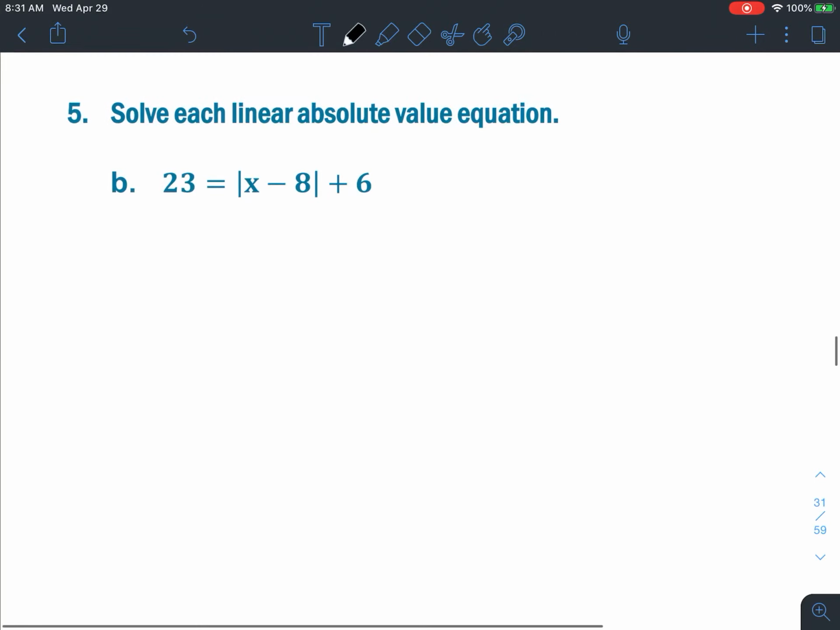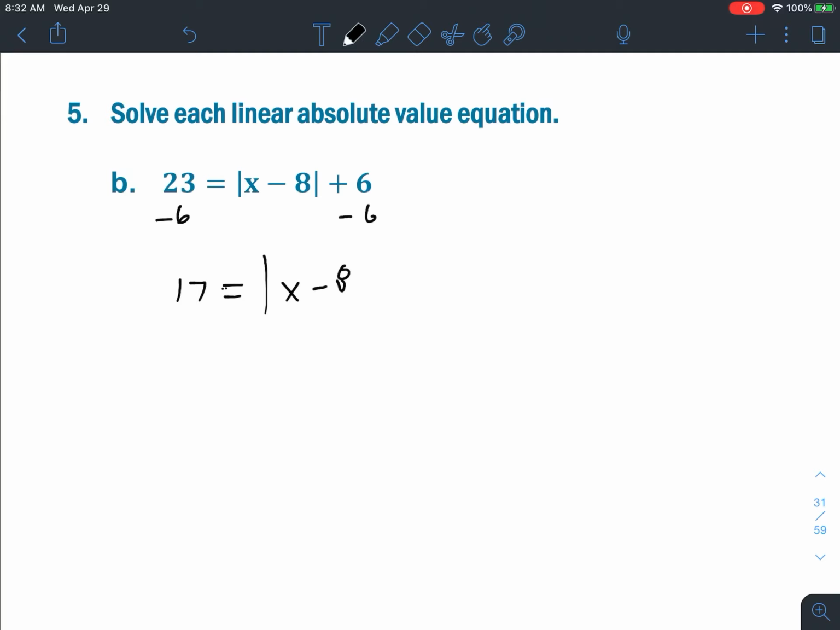Now, if we look at 5b, we have to make this a true statement. So first thing we could do, I'm trying to think of how I want to word this to you guys. We can move the negative 6 to each side to cancel out. 23 minus 6 leaves you with 17. Sorry, my brain was doing a brain fart.